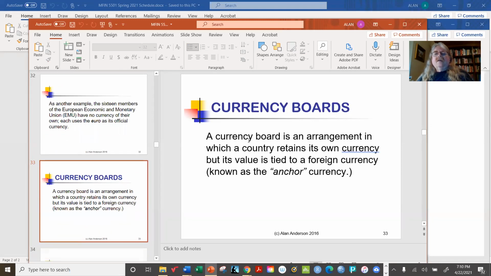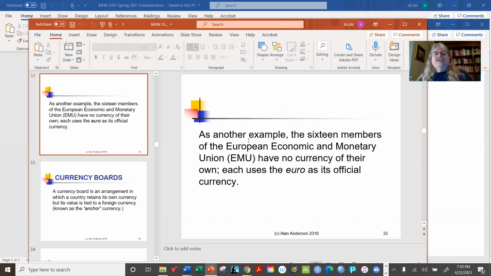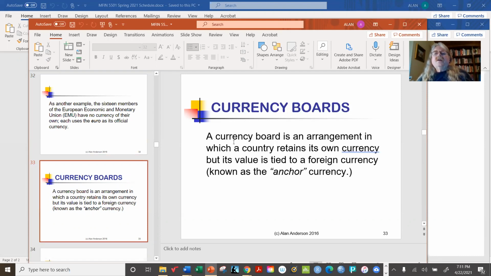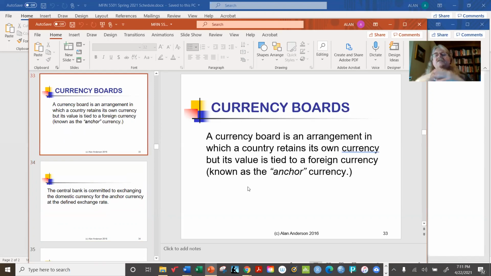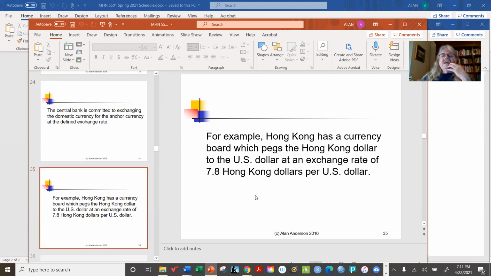Now, the euro, we'll talk about that more extensively later on, but a currency board means that a country still technically is using its own currency, but it is tied directly to a foreign currency, which is known as an anchor currency. And that anchor currency is the one that is essentially giving the domestic currency its credibility. Now, a perfect example of this is Argentina.